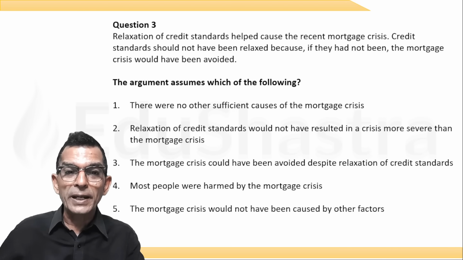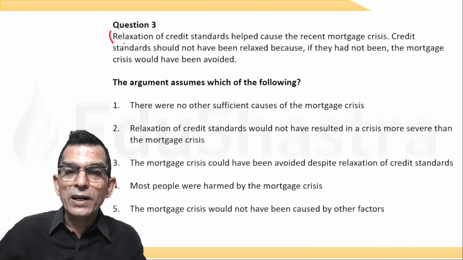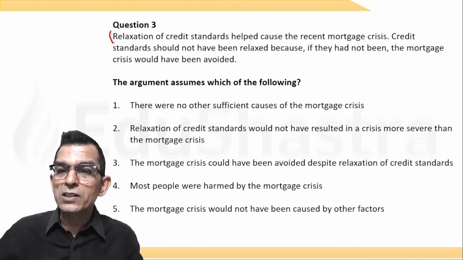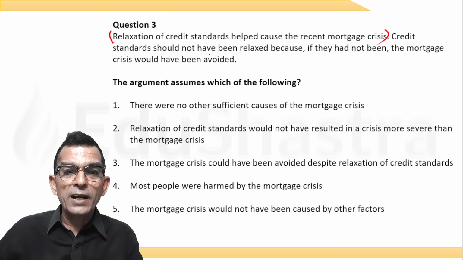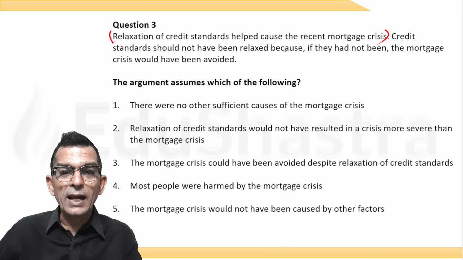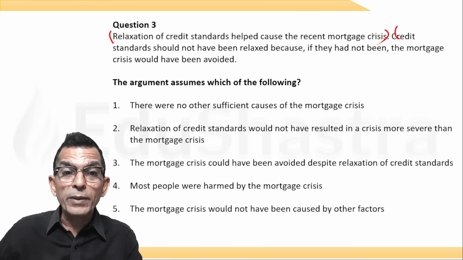I'm asking you to find, see, that's why. Let's do something again. Come back to this. Relaxation of credit card standards helped cause the recent mortgage crisis. Credit standards should not have been relaxed, because if they had not been, the mortgage crisis would have been avoided.